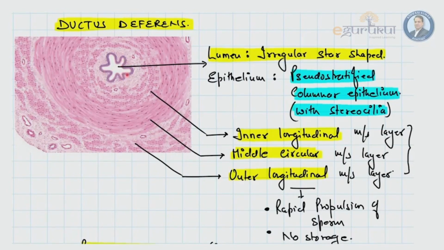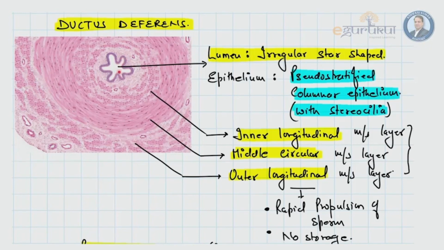But the important thing is, in the ureter, the lining epithelium was transitional, which is multi-layered, 4 to 5 layers were there. Here the epithelium is what? Again, it is pseudo-stratified ciliated columnar epithelium with stereocilia. That's the same epithelium that you saw just now in the epididymis, and it will be seen in the ductus deferens as well.